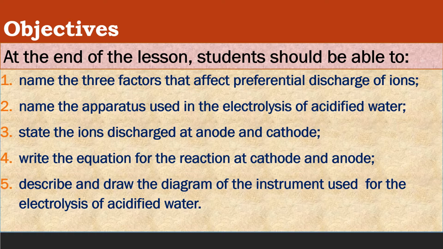Objective number 3 is that at the end of today's lesson, all the students in this class should be able to state the ions discharged at the cathode and at the anode. Objective number 4 is that at the end of today's lesson, every student in this class should be able to write the equation for the reaction at the cathode and at the anode.